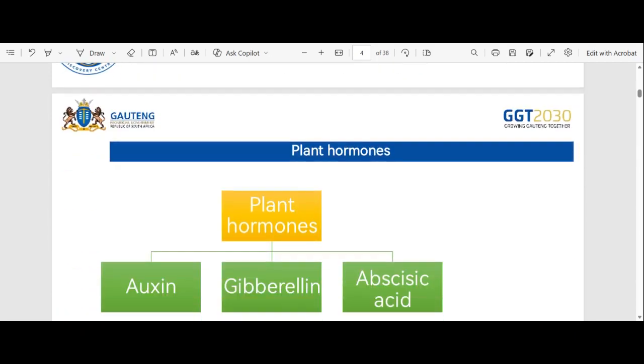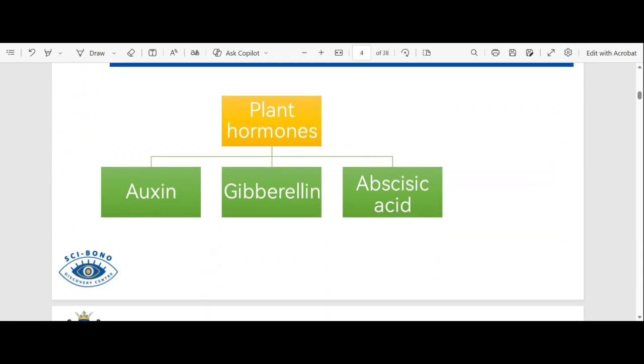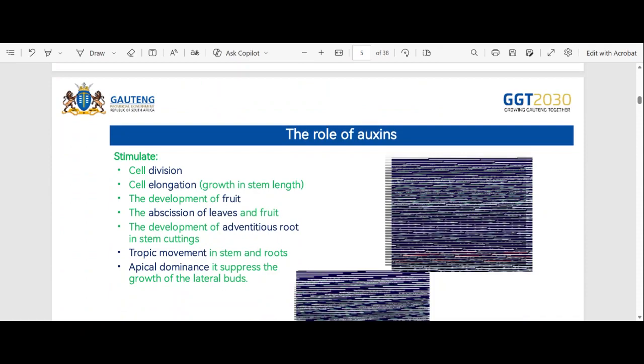Okay, now let's get into plant hormones. So we have three plant hormones we're going to focus on. So we have auxins, gibberellins, and abscisic acids. So we're going to look at their functions individually. So what are their functions? Let's look at their individual functions.